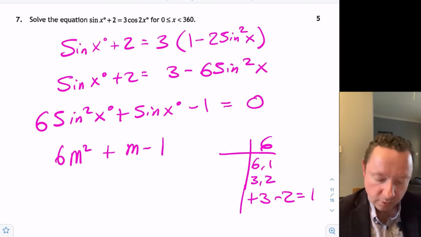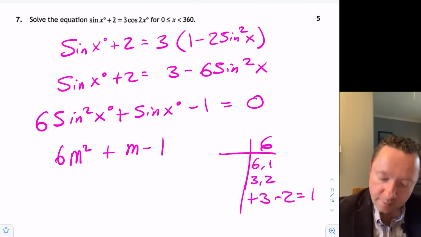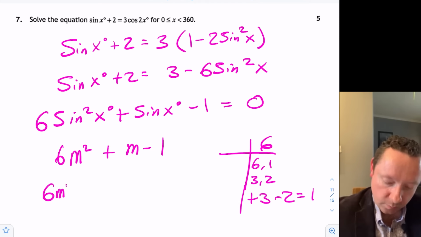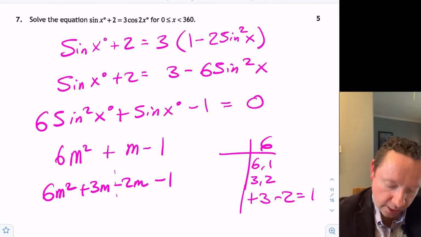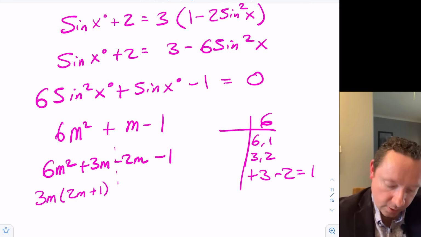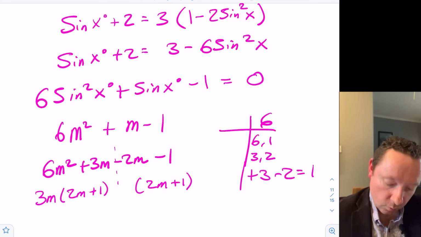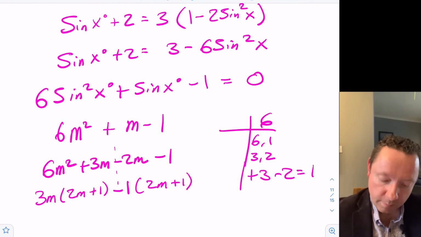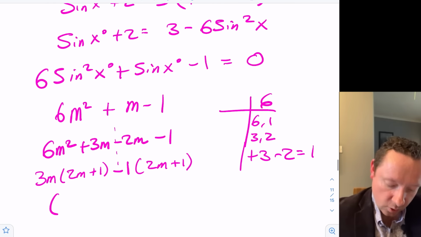So we can now split the middle term. So we've got 6m squared plus m minus 1 becomes 6m squared plus 3m minus 2m minus 1. And then we just factorise each side. So 6m squared plus 3m, 3m is a common factor. You get 2m plus 1. And you've still got 2m plus 1 on this side because you need it to be the same. And it's just going to be minus 1 then, times 2m plus 1. So factorised, that is going to become 2m plus 1 and 3m minus 1.